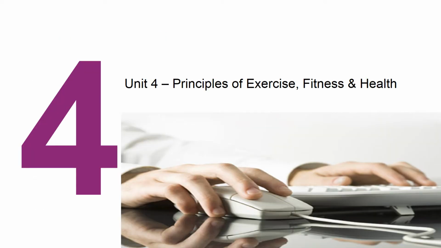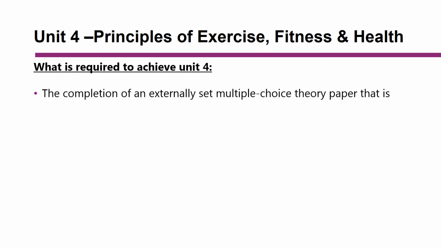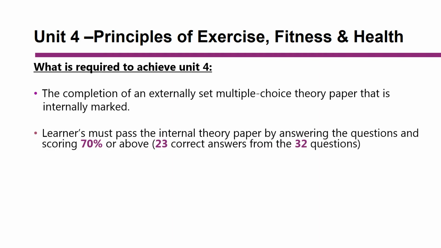So let's now take a look at Unit 4. This is Principles of Exercise, Fitness and Health. What is required to achieve Unit 4? Learners must complete an externally set multiple choice theory paper that this time is internally marked. The learner must pass this internal theory paper by scoring 70% or above. In this case, this represents at least 23 correct answers from the 32 questions.